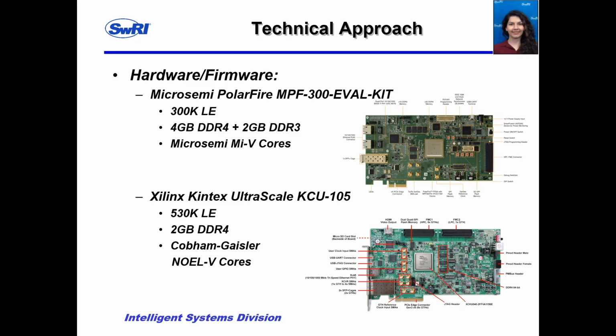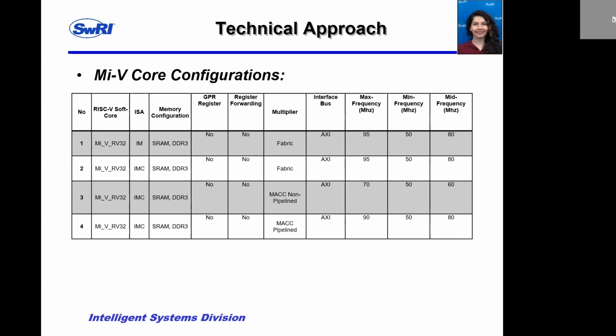These Microsemi Mi-V core configurations were tested on the PolarFire eval kit. The maximum frequencies were selected as the highest stable found by the rigorous timing constraint. The mid frequencies were approximately halfway between the maximum and 50 MHz, adjusted to have a favorable DDR3 clock ratio.